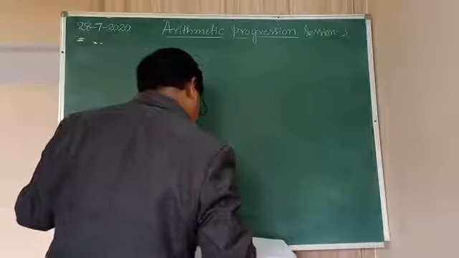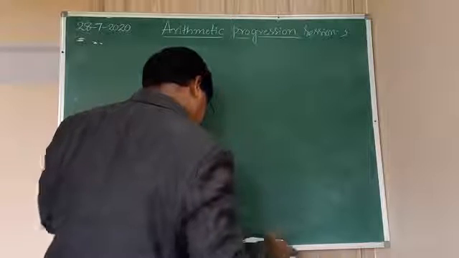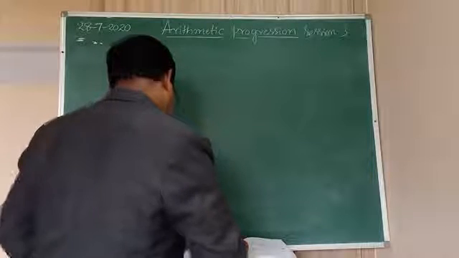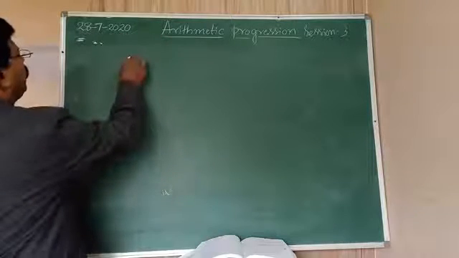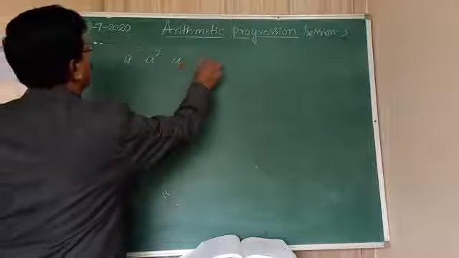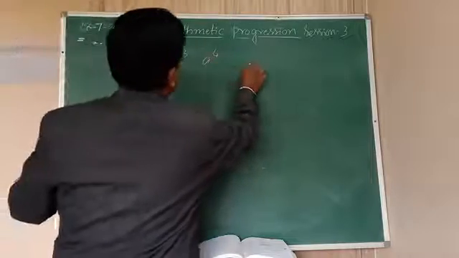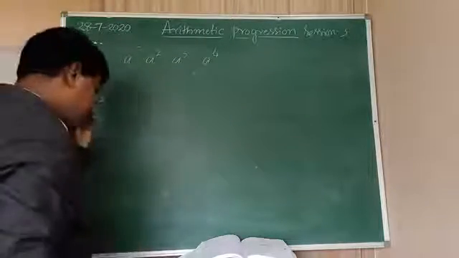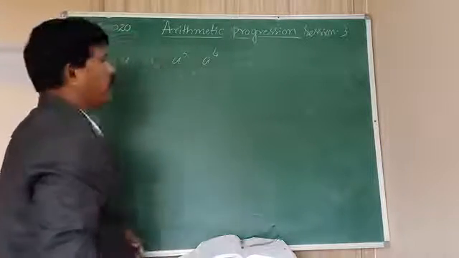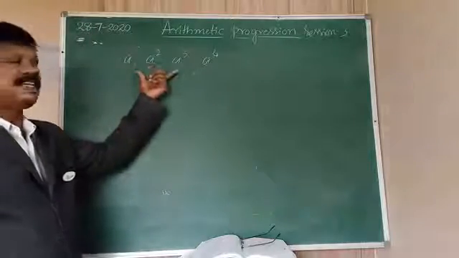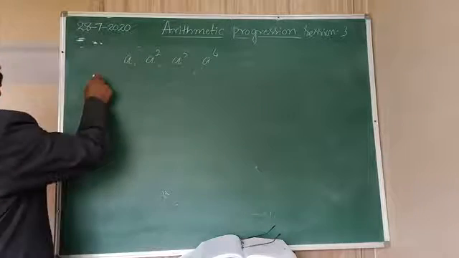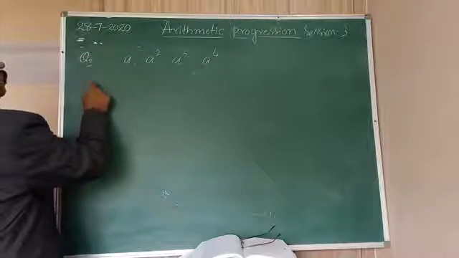Okay, next, which of the following are AP? A square, A cube, A to the power of 4, and so on. Are these the terms of an AP, or is this sequence an AP? So how to find that? Solution. This is question number 3.